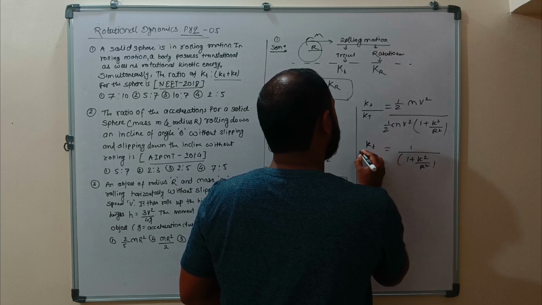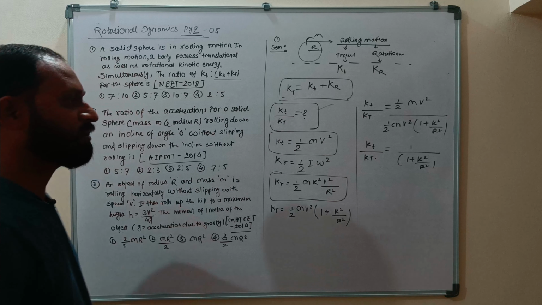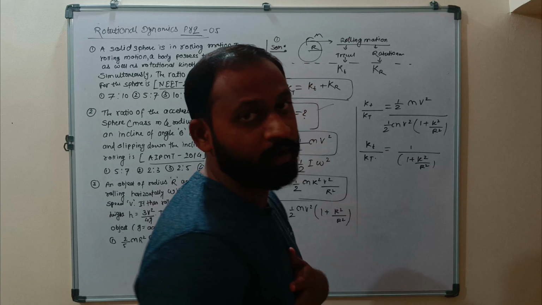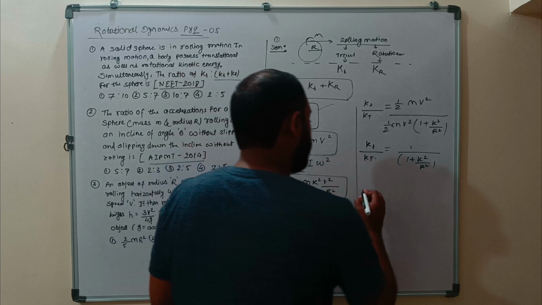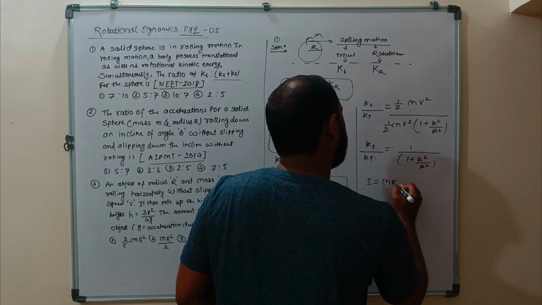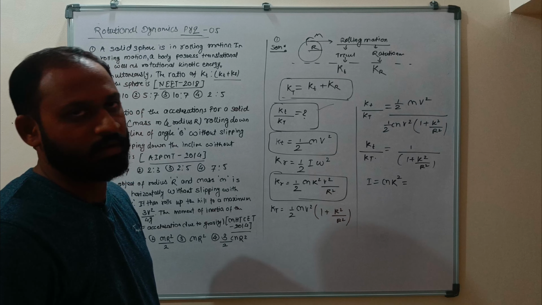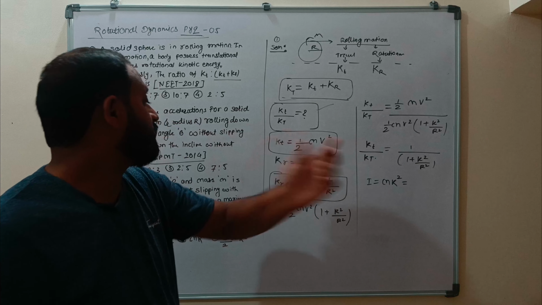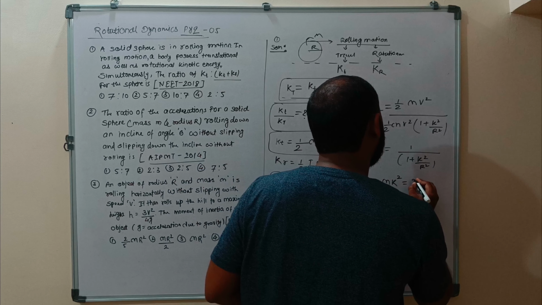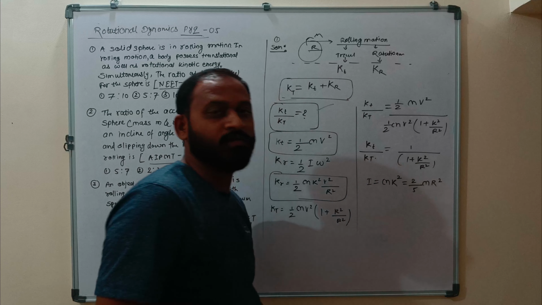Now, to get the final answer you should note the ratio of k square by r square for the solid cylinder. The general formula of moment of inertia is nothing but mk square. So now compare this formula with the moment of inertia of a solid cylinder, that is nothing but 2 by 5 mr square.